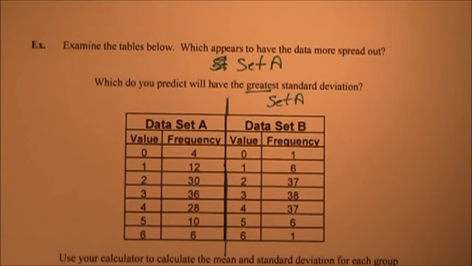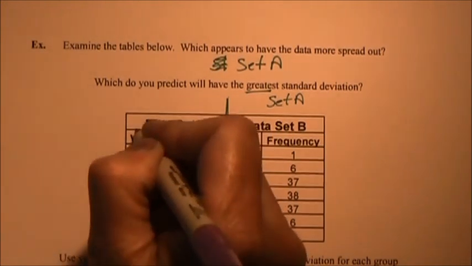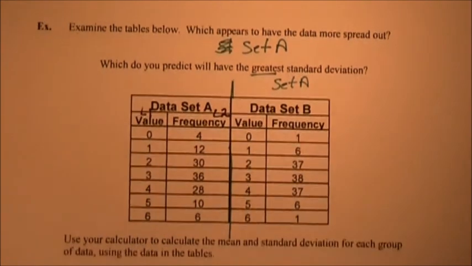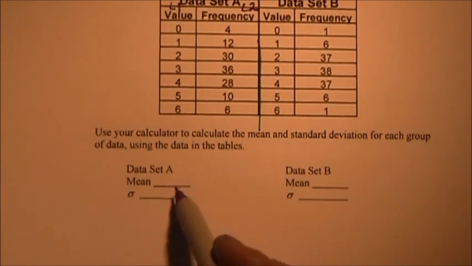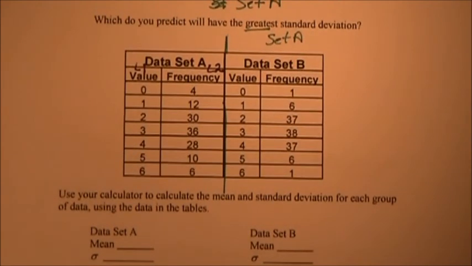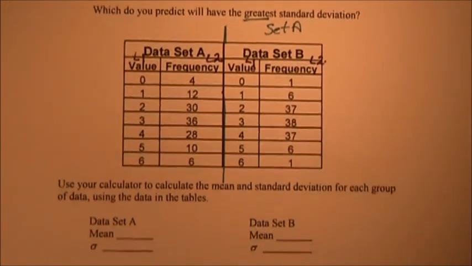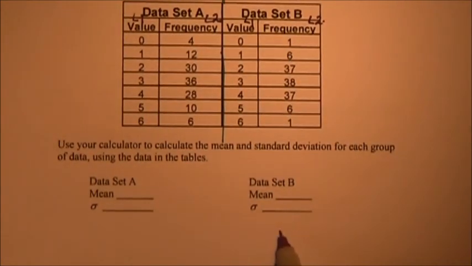What I would like you to do at this stage is put the value in L1 and the frequency in L2 for data set A. Go through and calculate your mean and your standard deviation. Once you have those values, I want you to go to your set B, put your values into L1, your frequency into L2, and go through and calculate the set of information for set B. And once you've done those two, decide which one does indeed have the bigger standard deviation. So at this point, I want you to pause the video and go through and do those calculations.